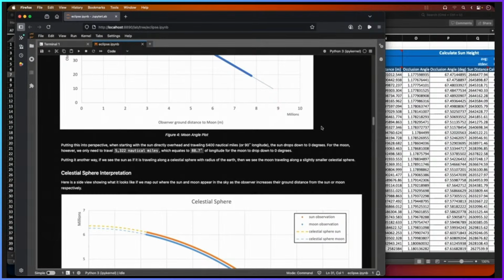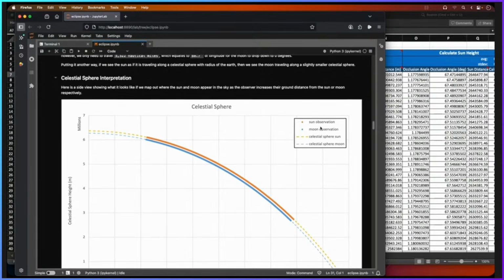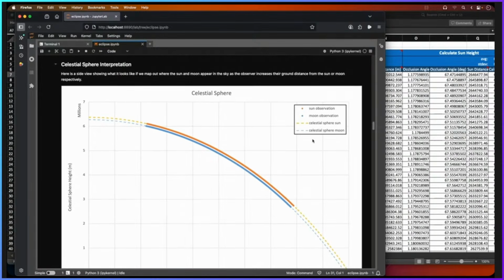Putting it another way, if we see the sun as if it is traveling along a celestial sphere with the radius of the Earth, then we see the moon traveling along a similarly slightly smaller celestial sphere. And that's what we're showing here with a side view of where the sun and moon appear as the observer increases their ground distance.